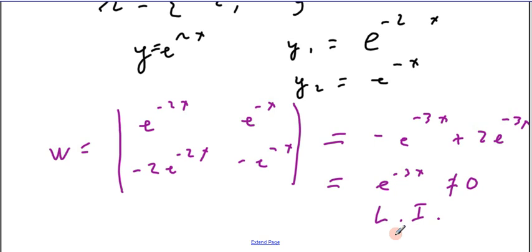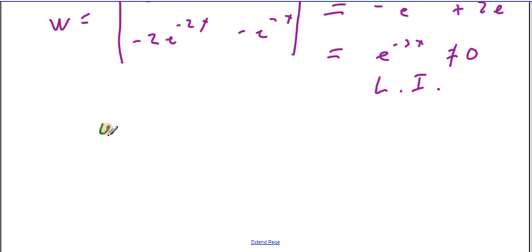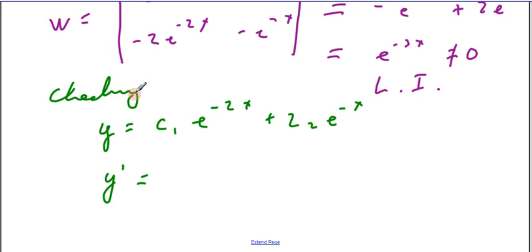Should I check my work? I will check my work. Because I can have a solution, c1 e to the minus 2x plus c2 e to the minus x, y prime, checking, is going to be minus 2 c1 e to the minus 2x minus c2 e to the minus x. Where did that come from?